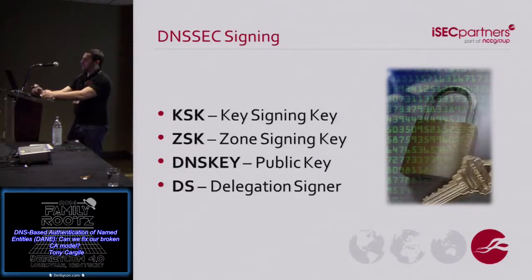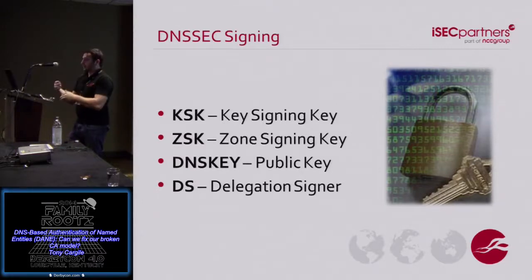And then you have your key signing key, which signs your zone signing key. You might think that's a little redundant, but what that allows you to do is rotate your zone signing key constantly without having to rotate your key signing key. Because of that, you don't have to constantly upload your public key to your parent zone. In your parent zone, it'll just say, hey, this is the public key for the key signing key.